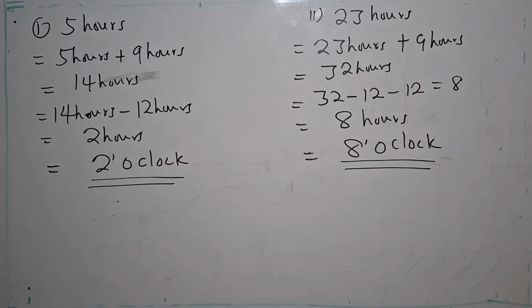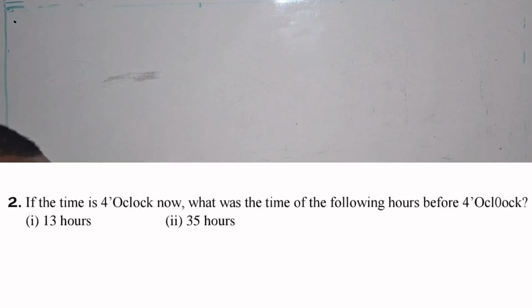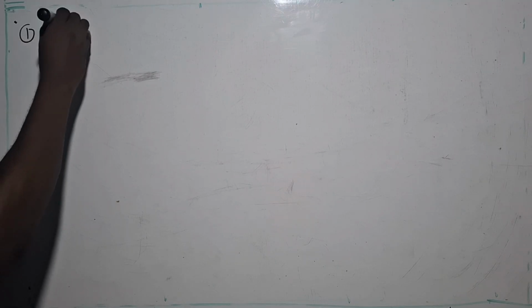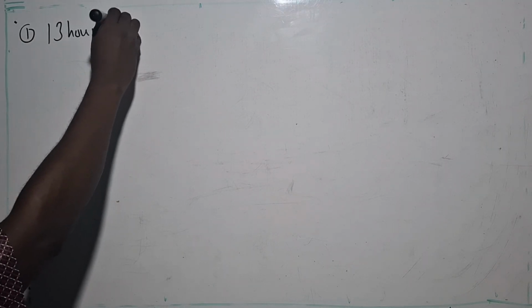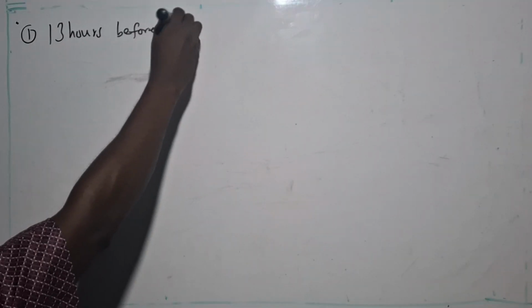So let's take another question on this. The question on the screen says, if the time is 4 o'clock now, what was the time of the following hours before 4 o'clock? So 13 hours ago. So 13 hours before 4 o'clock. So the first one, 13 hours before 4 o'clock.